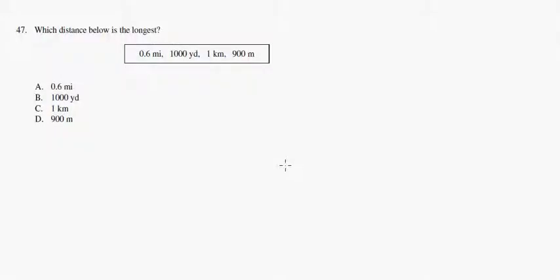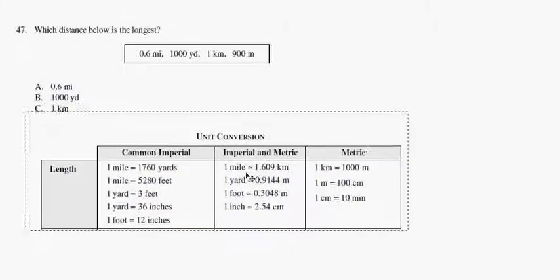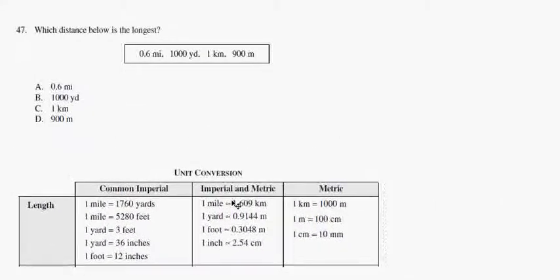Alright, question 47 from Practice Provincial B. Which distance below is the longest? You got 0.6 miles, 1,000 yards, 1 kilometer, and 900 meters. Now, to help us along, I'm going to include our unit conversion table from the data booklet.